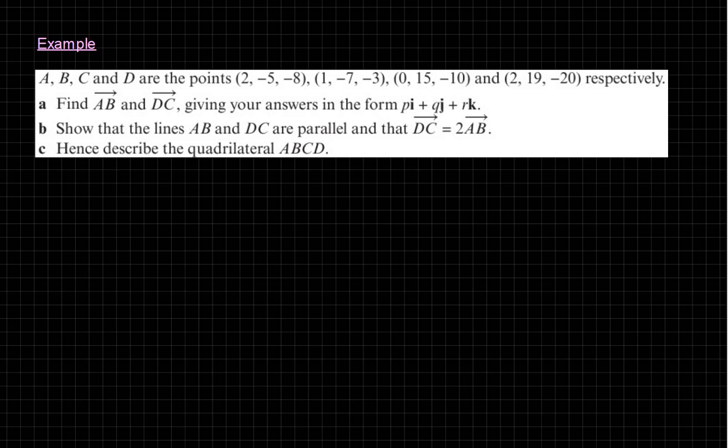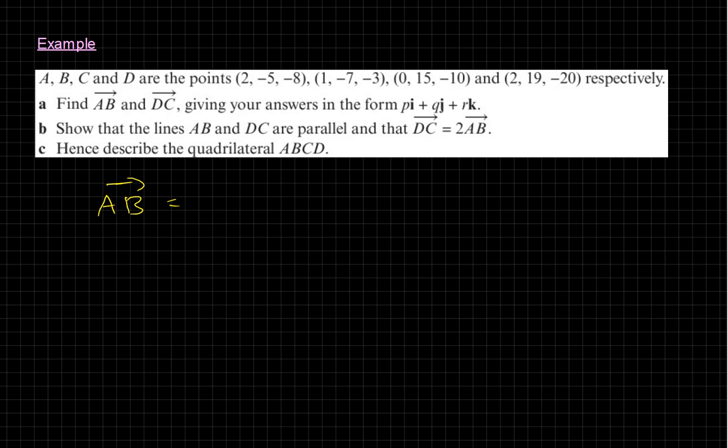So let's see, we're given 4 points. We're asked to find the vector from A to B and the vector from point D to point C. Okay, let's do that first. So that's a little bit of pure calculation. Let's lay out the notation formally.